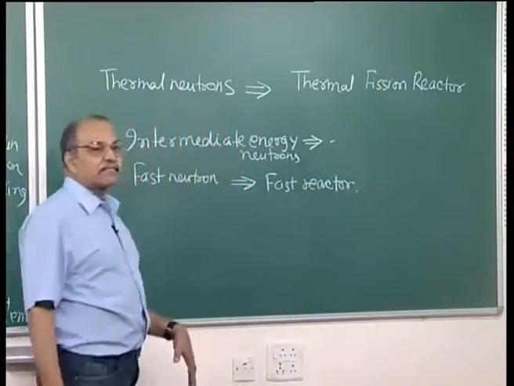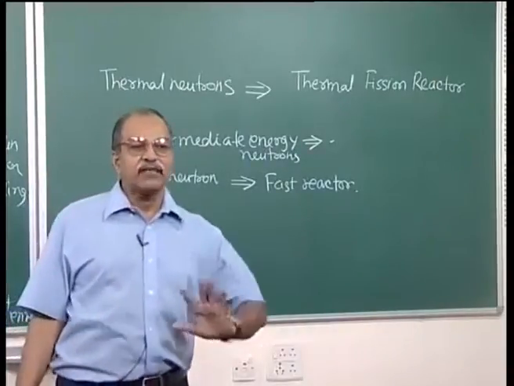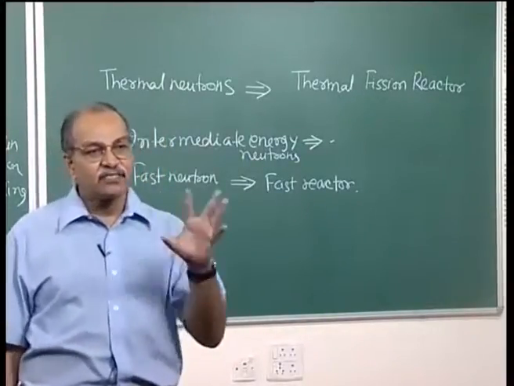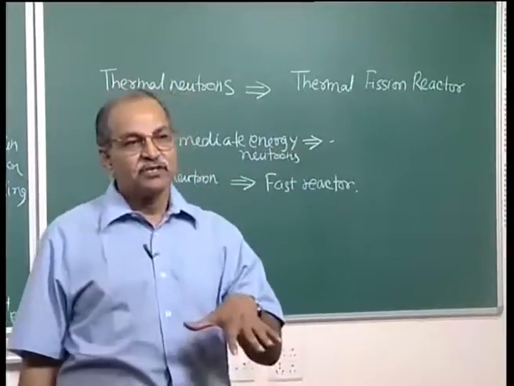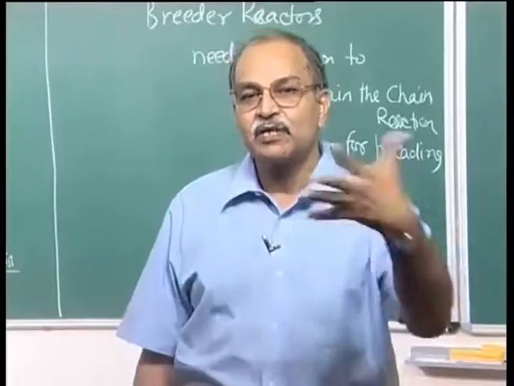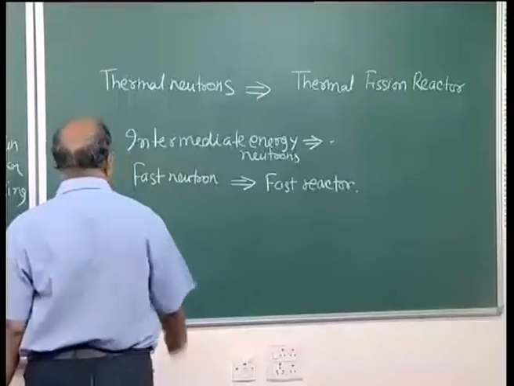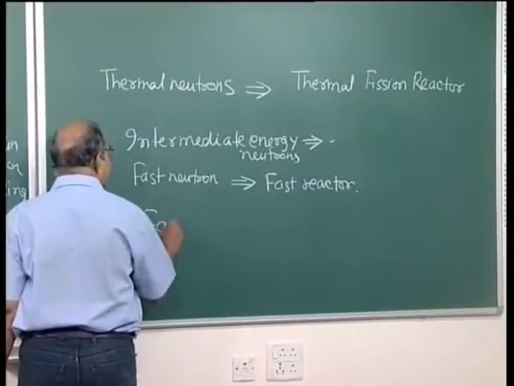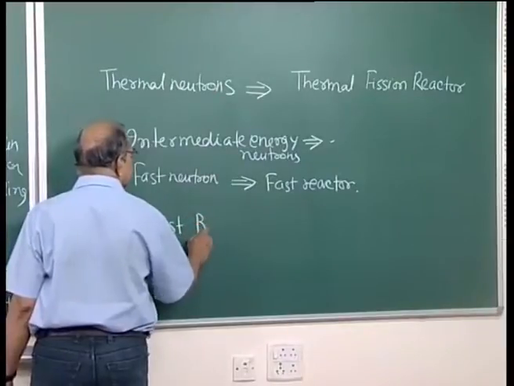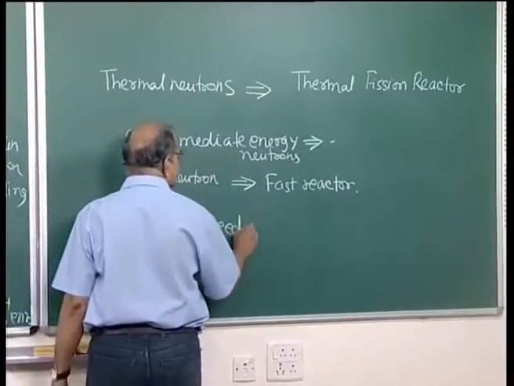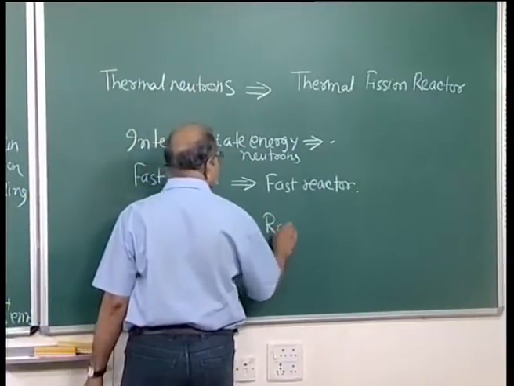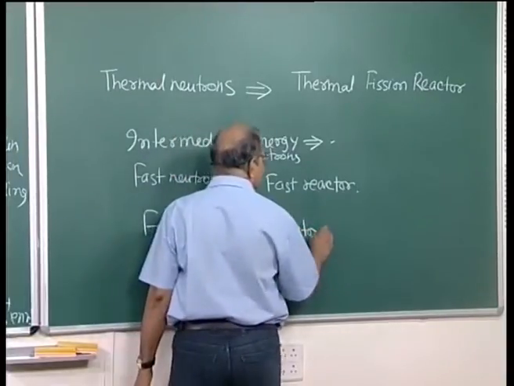So, breeder reactors in the present designs are all fast reactors, because the fast neutrons which are produced in fission of plutonium 239 themselves cause the next generation fission. So, they are generally termed as fast breeder reactors, FBR.